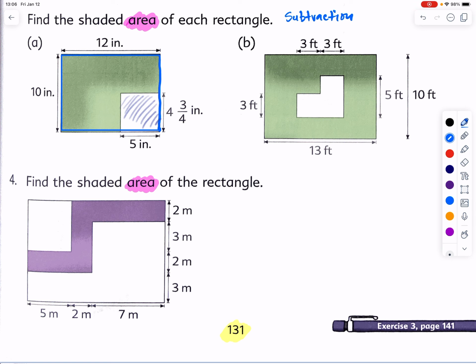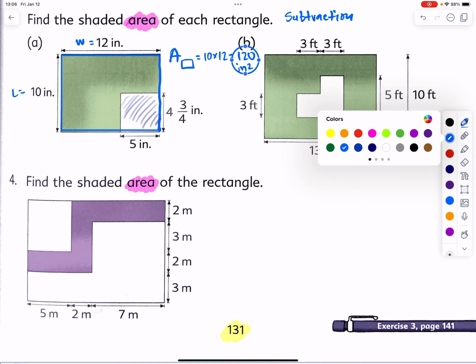Step 1, area large. So let's consider area of the large rectangle. Of course, we have the length, we have the width, and that is 10 by 12, easy peasy, gives us 120 inches squared. Let's circle this part. That was our step 1.